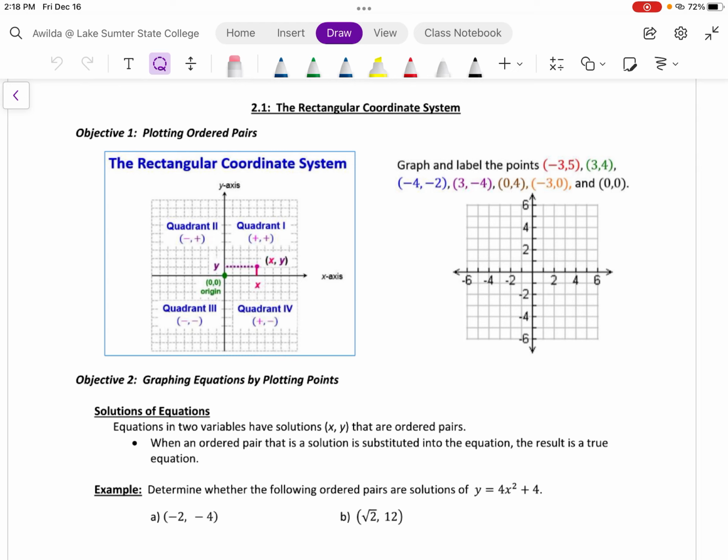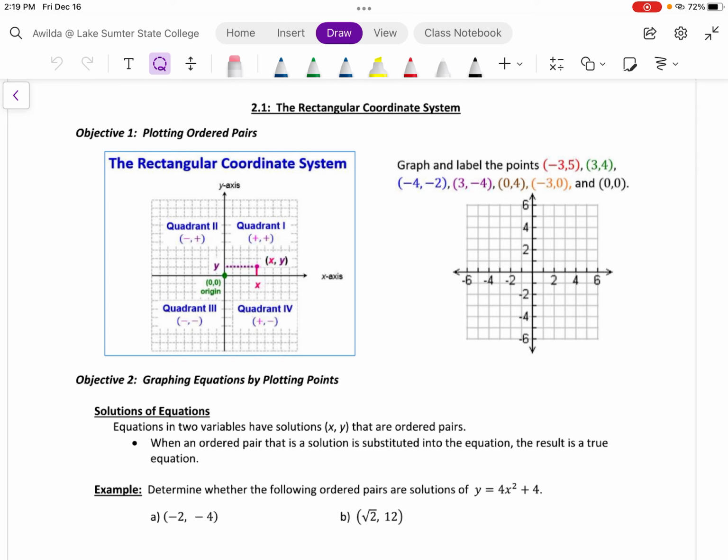Note that quadrant 1 starts at the top right because this is where ordered pairs have both a positive x-coordinate and a positive y-coordinate. Then from there we travel counterclockwise to quadrant 2 at the top left, then quadrant 3 at the bottom left, and finally quadrant 4 at the bottom right. Notice that depending on which quadrant a point is located in, its x-coordinate could be positive or negative, and its y-coordinate could be positive or negative.